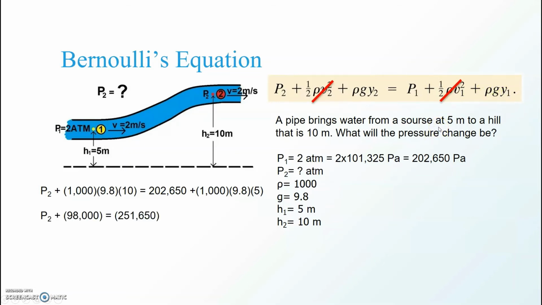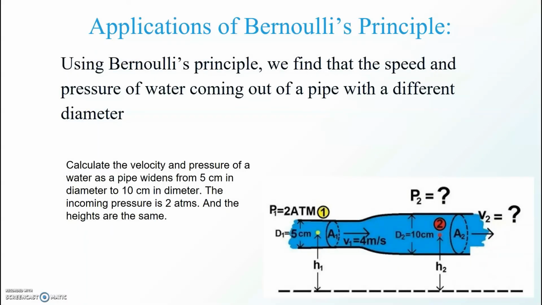We plug it into the calculator, solve for it, move everything around, and that comes out as 1.52 atmospheres. That means you dropped about 1/2 an atmosphere's worth of pressure. Now, what about a narrowing of a pipe? Well, you can do the same thing using Bernoulli's principle.